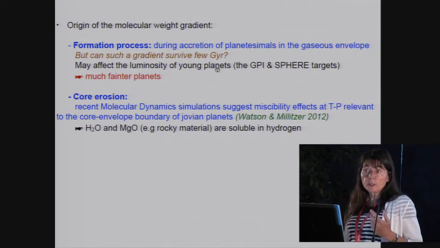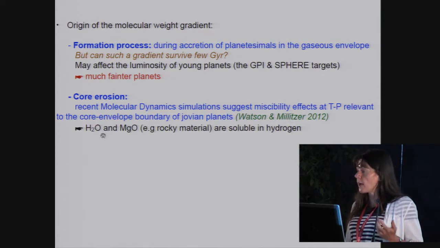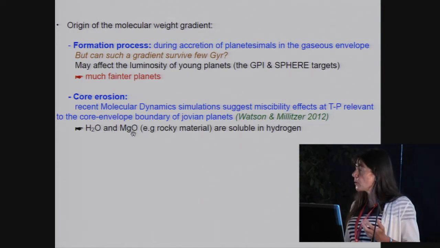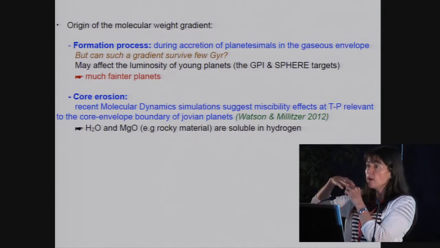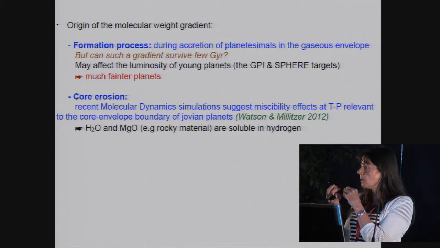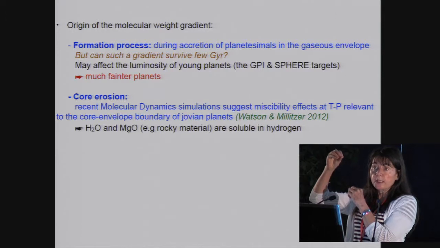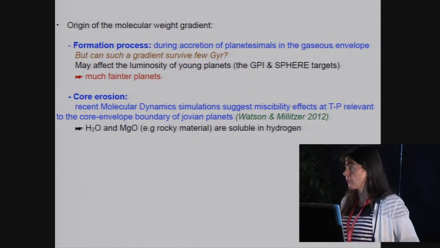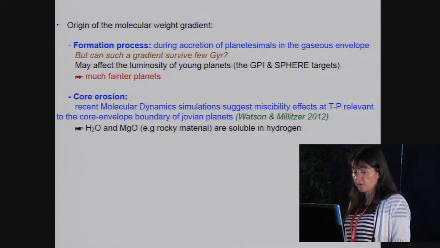The other idea would be core erosion. Recent molecular dynamics simulations, so ab initio calculations, have suggested that material like water or magnesium oxide could be soluble in hydrogen, which means that if you had a core and an envelope of hydrogen above the core, then your core could start to dissolve, and therefore you may have a gradient which could eventually provoke this kind of double diffusive convection. So these are just ideas for the moment. It's very speculative, but theoretical models are on the way to try to prove these ideas.